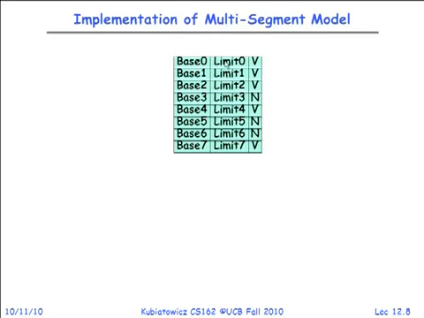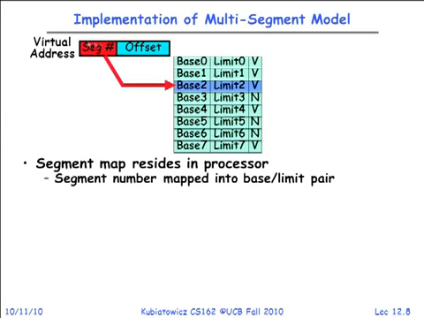Okay, and how do we access this? Well, our virtual address, we are now going to divide up into 2 chunks, a segment number and an offset. And that segment number is basically going to be used directly as an index into the segment table. And that's going to select which base and limit are of interest.